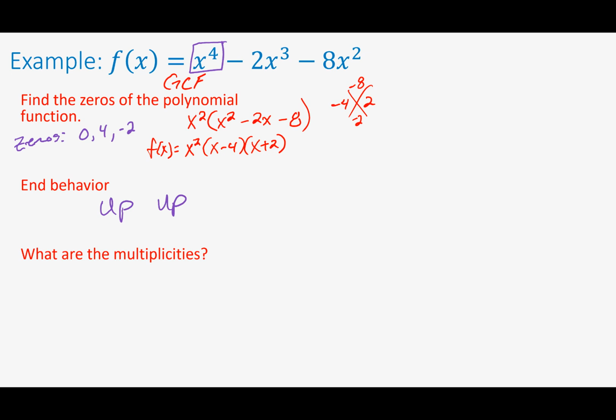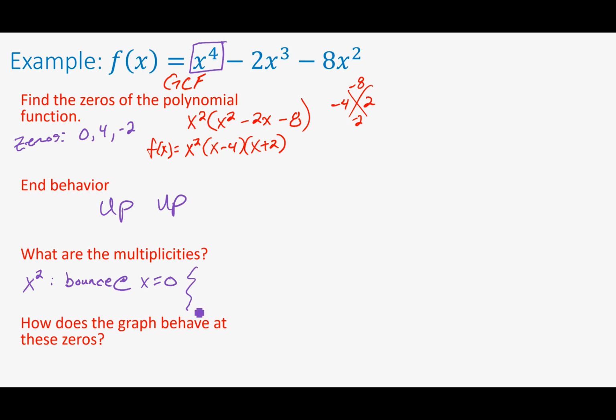Multiplicities. Okay, so these next two kind of go together. So the multiplicities, I have that x squared. And so that tells me there's going to be a bounce at x equaling 0. Okay, because 0 is the 0 of x squared. X squared has a multiplicity of 2, and so I know there will be a bounce at 0.